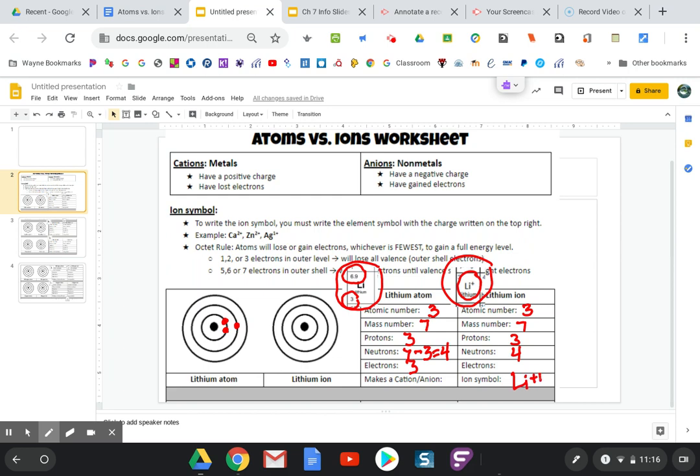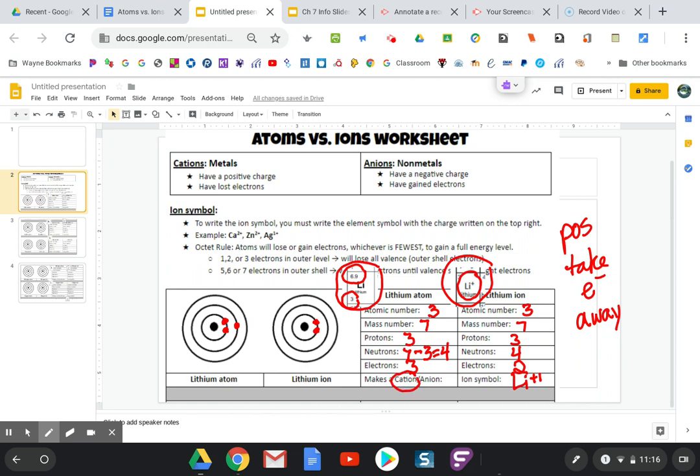And we learned that positive means that we're going to take electrons away. So +1 means we're going to go from 3 to 2. So the ion only has 2. And when they are positive, we call those cations.